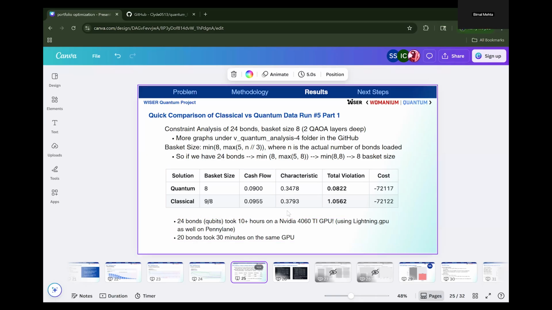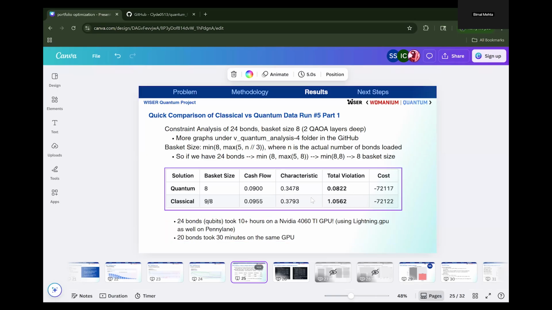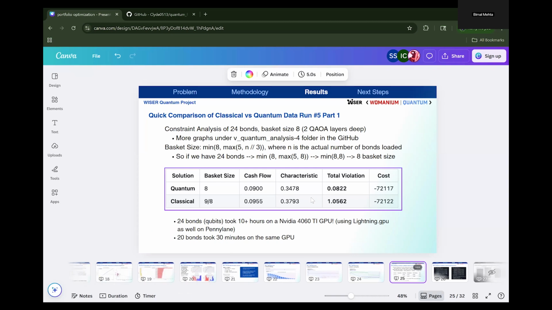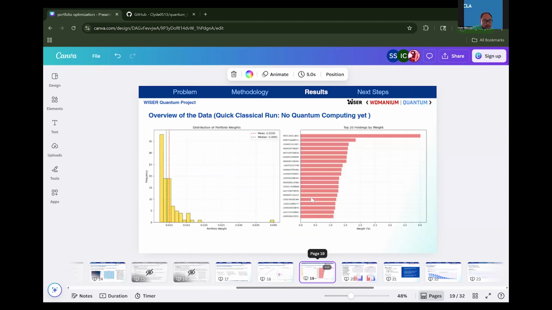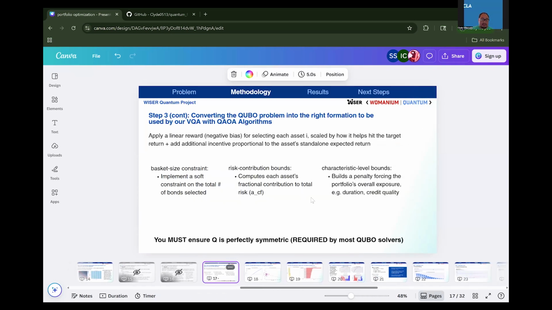Okay. And then what constraints did you use in your QUBO? Did you use all the constraints, or did you stick to a few constraints? Where is that list? If you can show. We did basket size constraint, which we implemented as a soft constraint, and then we also did risk constraint and also the characteristics as our main metrics.